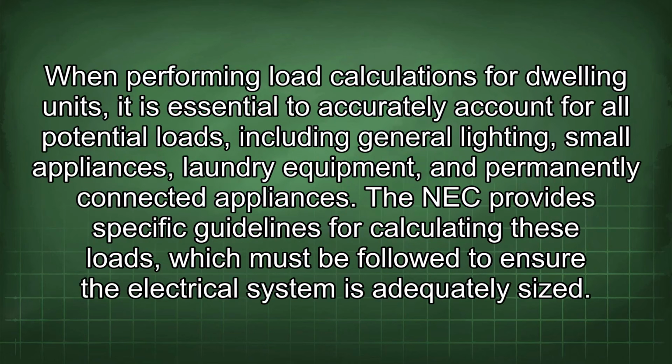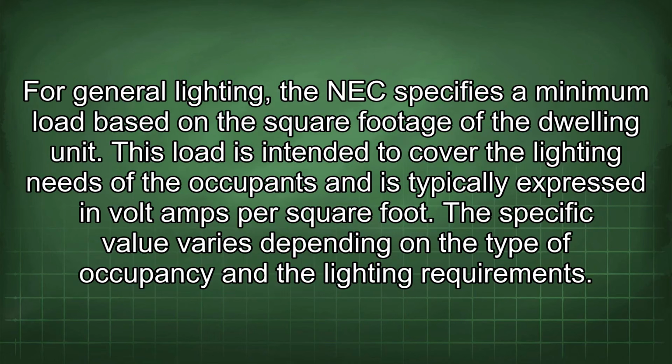When performing load calculations for dwelling units, it is essential to accurately account for all potential loads, including general lighting, small appliances, laundry equipment, and permanently connected appliances. The NEC provides specific guidelines for calculating these loads, which must be followed to ensure the electrical system is adequately sized. For general lighting, the NEC specifies a minimum load based on the square footage of the dwelling unit. This load is intended to cover the lighting needs of the occupants and is typically expressed in volt-amps per square foot. The specific value varies depending on the type of occupancy and the lighting requirements.